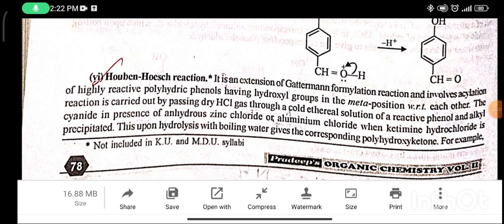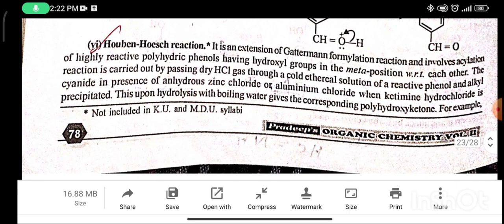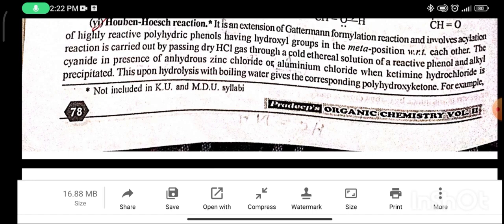Hoesch reaction. It is an extension of the Gattermann formylation reaction and involves acylation of highly reactive polyhydric phenols having hydroxy groups in the meta position with respect to each other. The reaction is carried out by passing dry HCl gas through a cool ethereal solution of the reactive phenol and alkyl cyanide in the presence of anhydrous zinc chloride or aluminum chloride. The ketimine hydrochloride is precipitated, which upon hydrolysis with boiling water gives the corresponding polyhydroxy ketone.